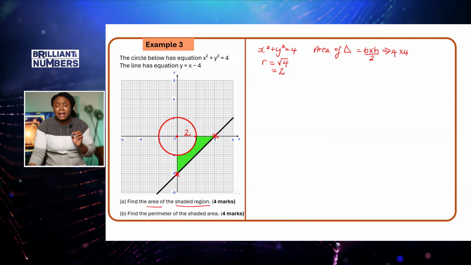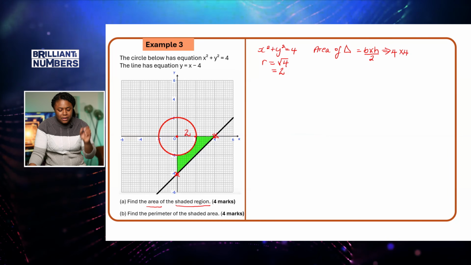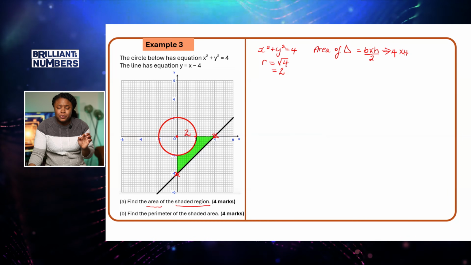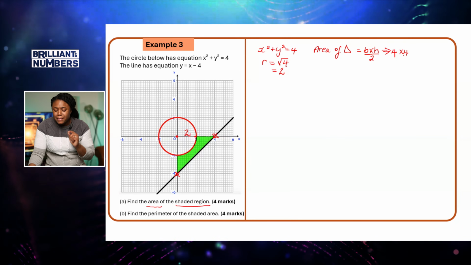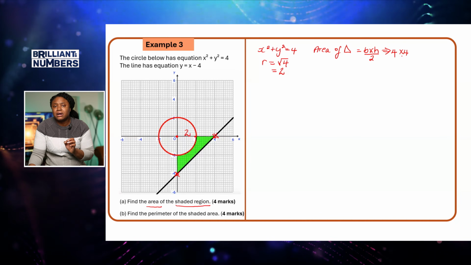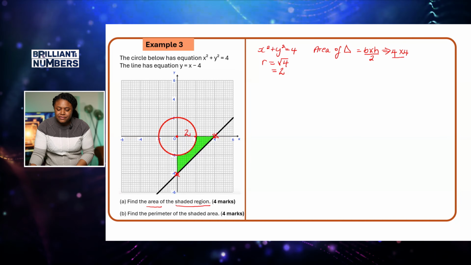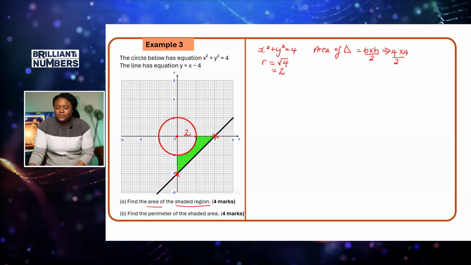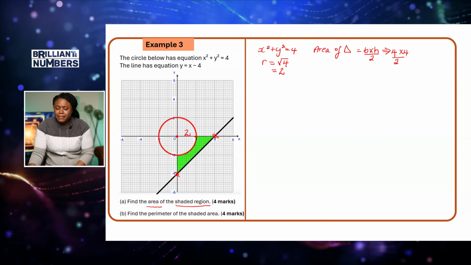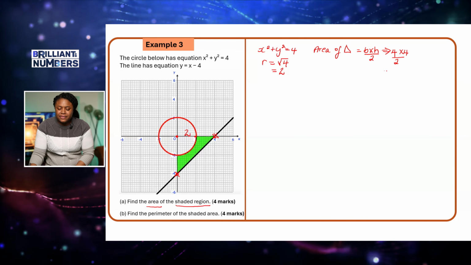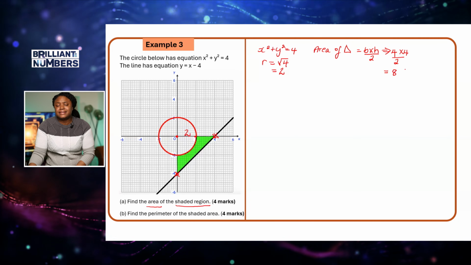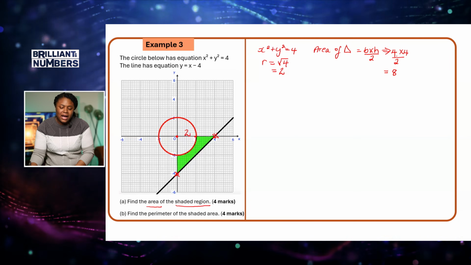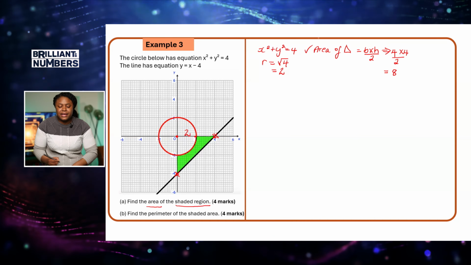Remember, we do not write -4. We are counting the measurement along. We are not paying attention to the minus here. It's the units we're after. And then we need to divide that. So 4 times 4 gives us 16, and dividing that by 2, we will get that the area of the triangle is 8. Beautiful. I just put a little tick there.